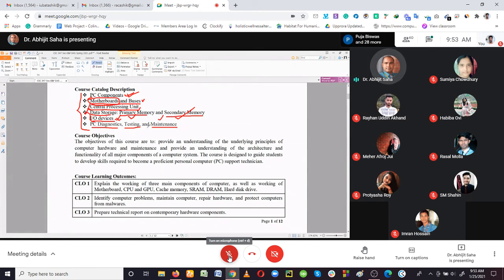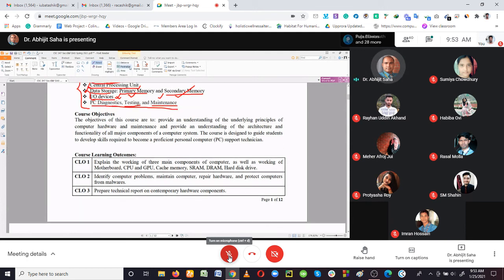So security is also one of the parts inside this topic, so we are going to discuss it. It's coming in the course outline. Here we have the course objectives. This is what I said yesterday, that we are targeting in this course the PC support technician.